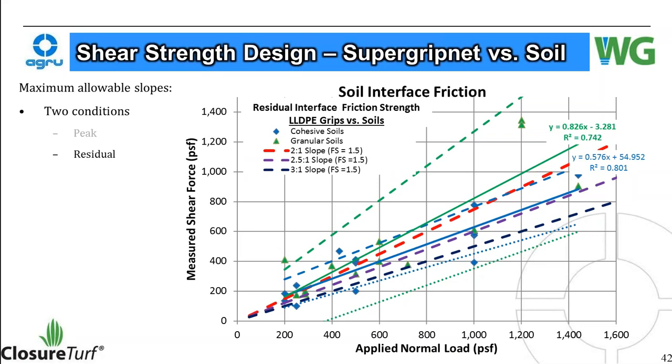And then we go to residual, 2-to-1 slopes again, kind of okay for granular soils. Lesser slopes, 3-to-1, 2.5-to-1 should be okay for most conditions. One thing I need to point out is these dashed lines here represent what I'm calling the 90th confidence interval. So you run another test of supergrip net grip side versus your soil at your site. You can be 90% confident that it should fall in between these lines here, this line and this line. Your result should land somewhere in between them.